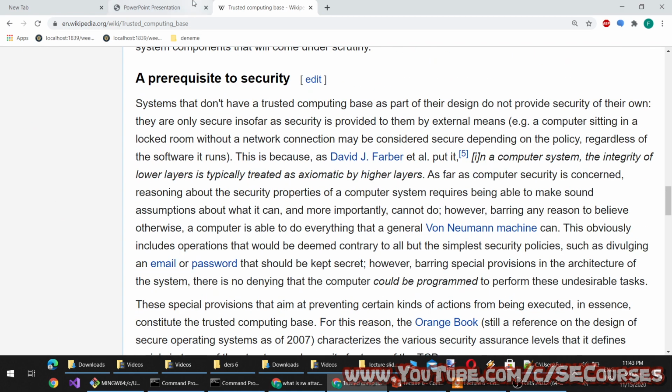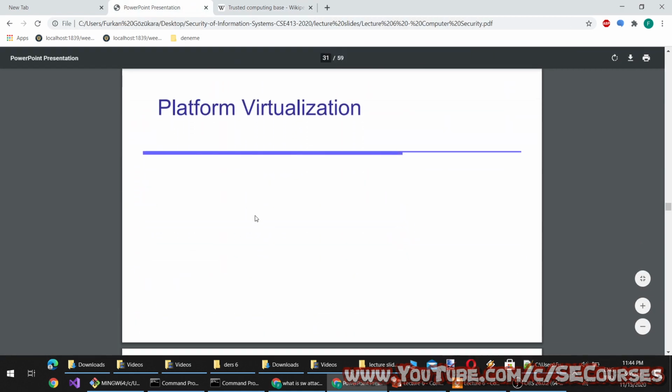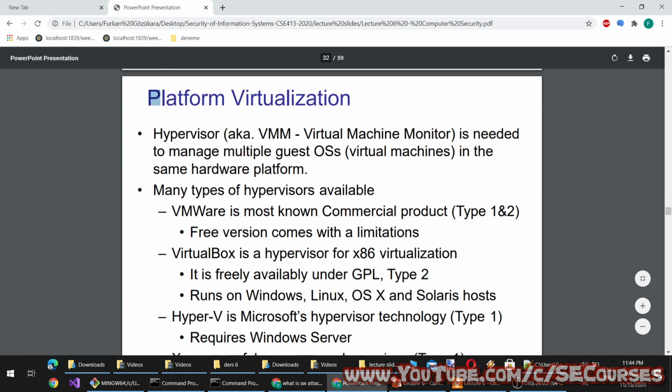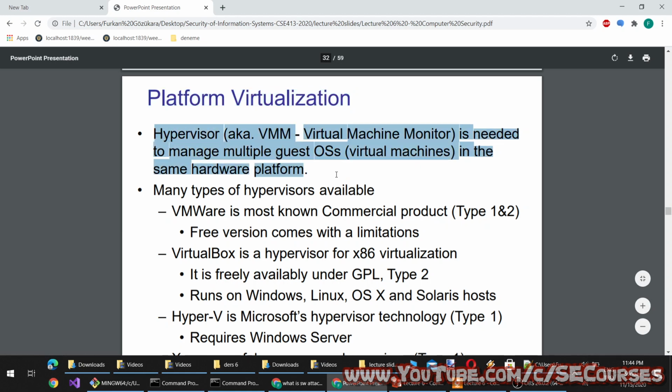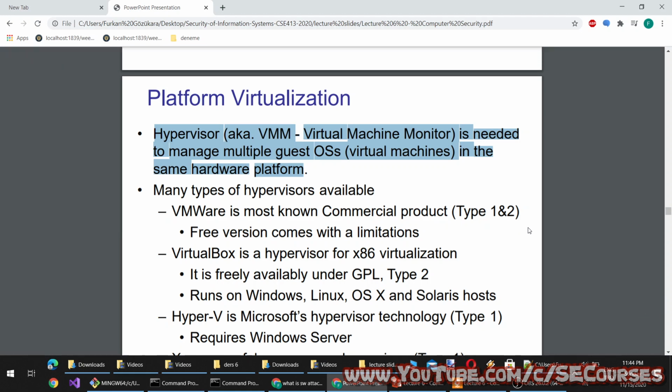Okay, there is some more information. And platform virtualization, which is very commonly used in today's IT. Platform virtualization. Hypervisor, aka VMM, Virtual Machine Monitor, is needed to manage multiple guest OS's virtual machines in the same hardware platform.